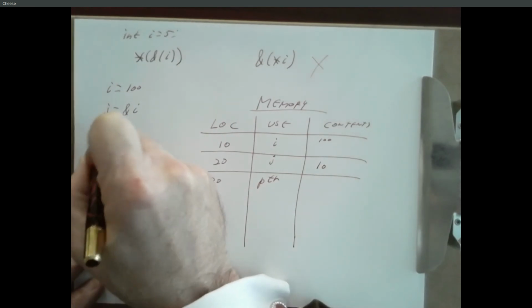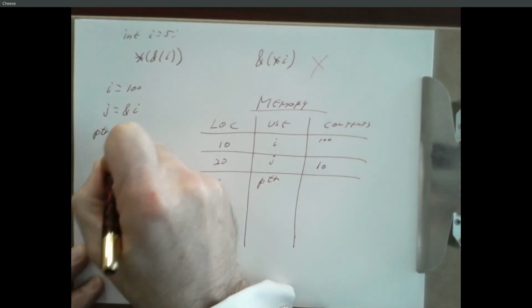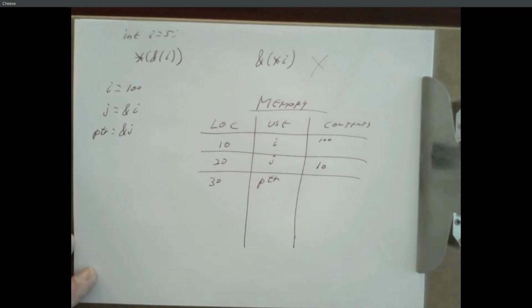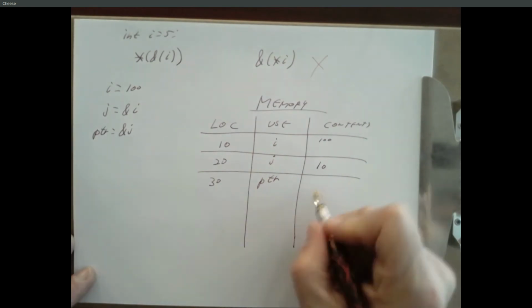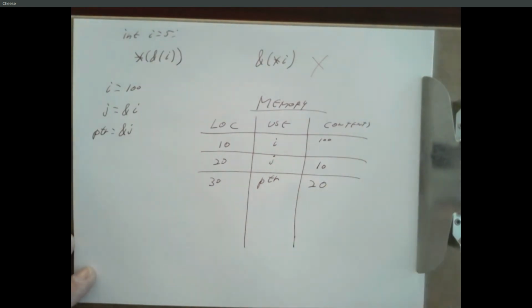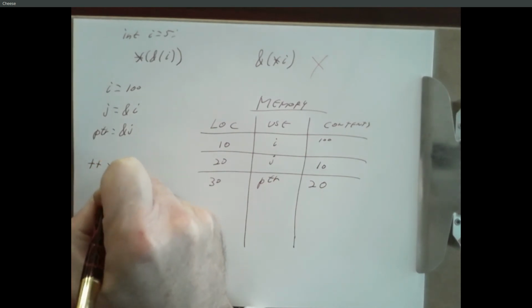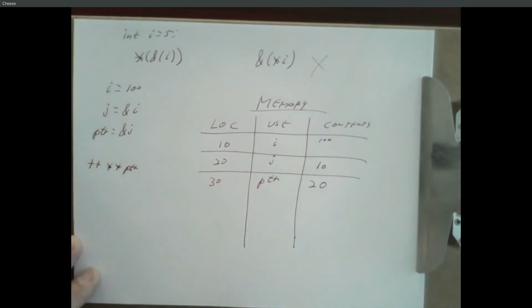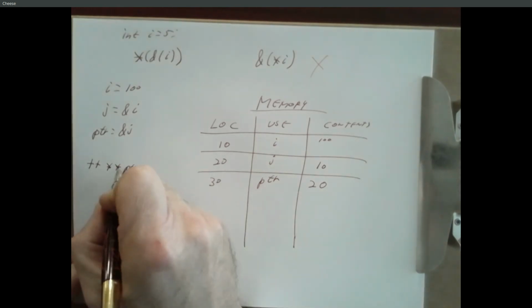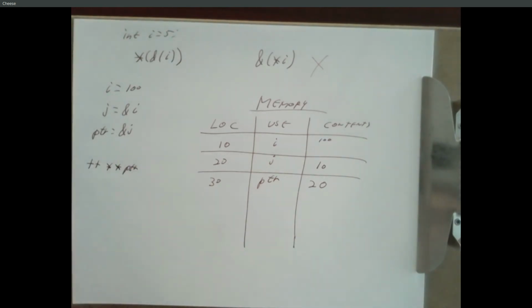Okay. Pointer equals address of J. So that puts a 20 in here. So plus plus star star PTR. So what is this going to do?